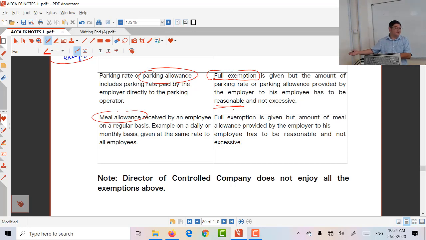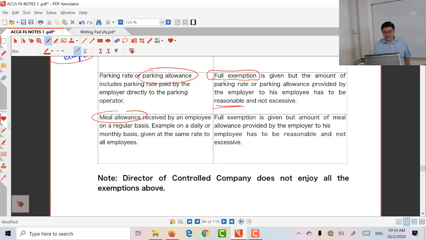Because parking here is free, man. The staff enjoy free parking. You already don't pay for parking. What parking allowance do you want to give people? Now, that sounds unusual. So that's why, in that case, the Inland Revenue will challenge you. That's why you cannot simply give one. You must ask yourself, do you really need to give this allowance or not? Okay? And it has to be fair and reasonable.